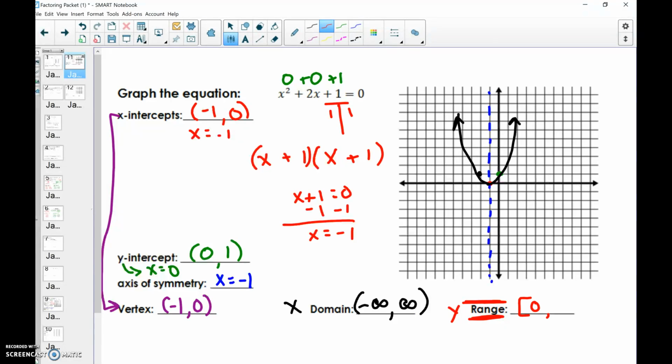And then it goes forever up, so it's positive infinity. Do the other examples for practice now.